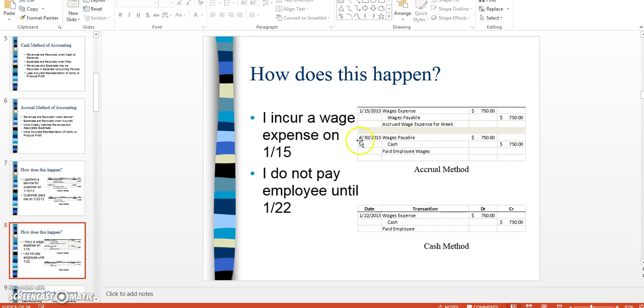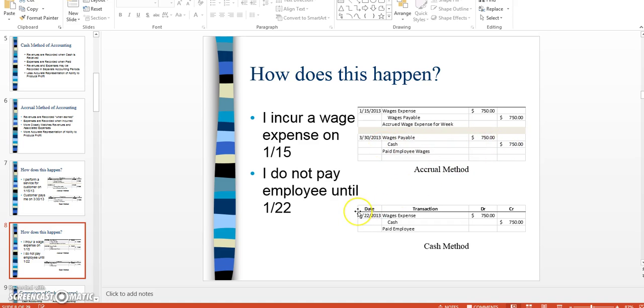So when we pay that, sorry, I didn't change my date here. That should say January 22nd. But when I pay this liability, I'm simply settling this payable. So that's going to decrease wages payable by $750 and decrease my cash asset by $750.